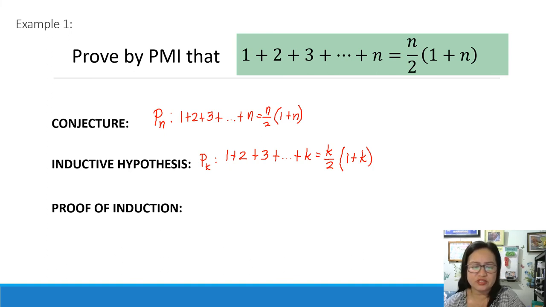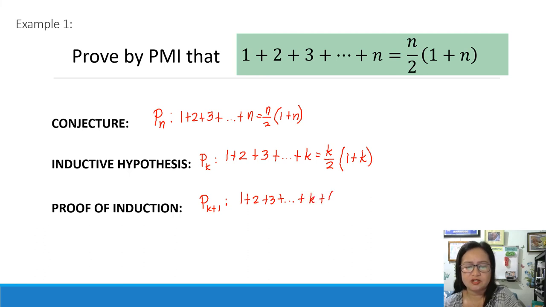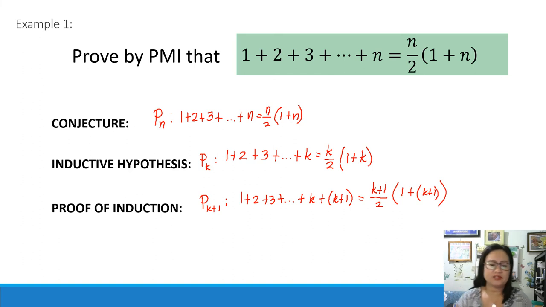Now, for the proof of induction, all we have to do is to include k plus 1. So 1 plus 2 plus 3 plus and so on and so forth up to k plus k plus 1 equals k plus 1 over 2 times 1 plus the quantity k plus 1. So that would be our proof of induction.